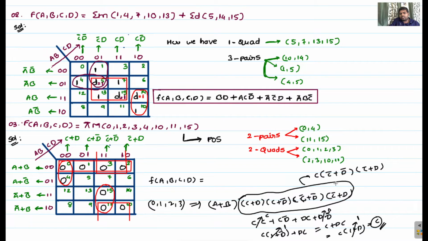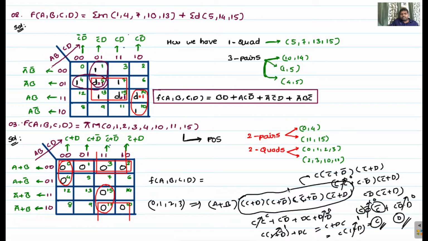Now what you will get? C into c bar plus c into d bar, and c bar plus d. C into c bar means again 0, so you will get c into d bar and c bar plus d. Now you can multiply these two: c into d bar c bar plus c into d bar d. If you observe this, d into d bar is 0. So here C and here C bar, if you multiply these two, you will get 0. 0 plus 0 equals 0. You will get 0.